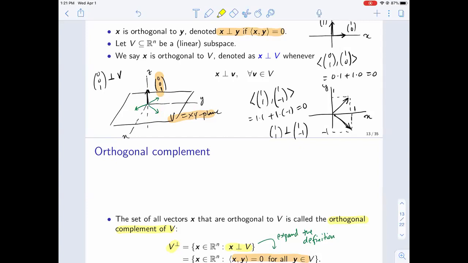We have two planes here, xz and zy. The intersection between the two planes is exactly the z axis. So what is the V perp then? It's just the z axis. Yes, okay, so that's good.